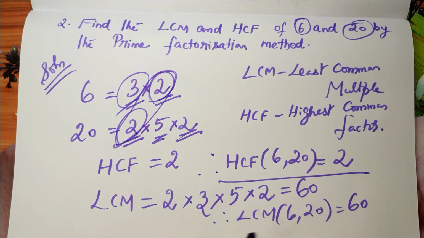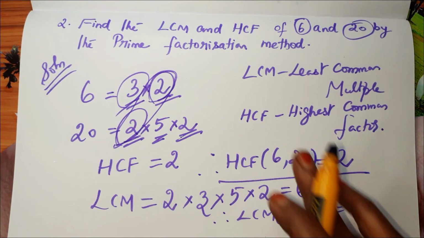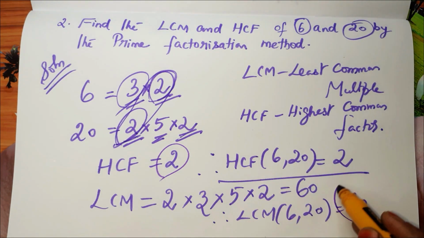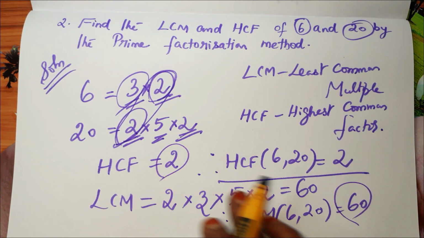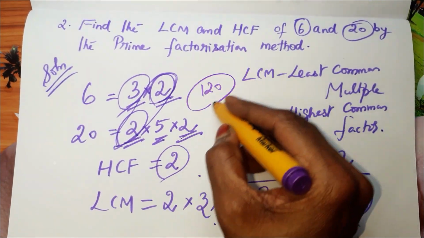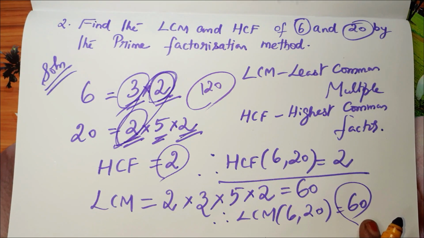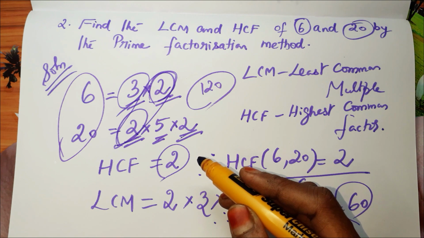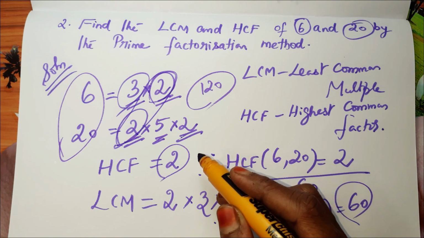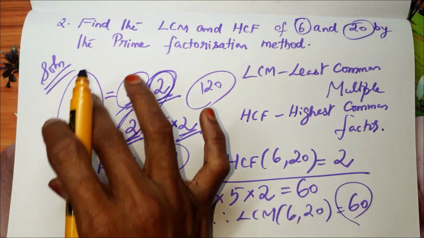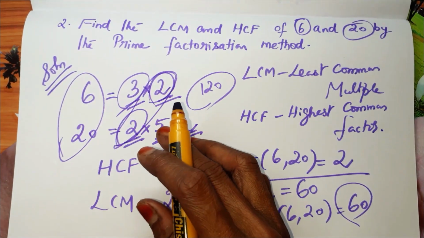We have one property here connecting LCM and HCF. See the HCF and LCM. When we multiply these two, what are we getting? 120. What is the number when we multiply HCF and LCM? 120. When you multiply these two numbers also, 120. So the property we have is: product of LCM and HCF is equal to product of the numbers.